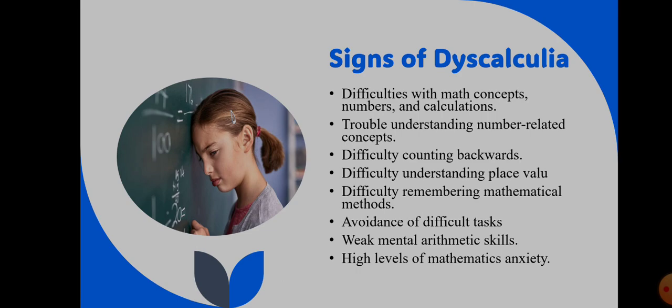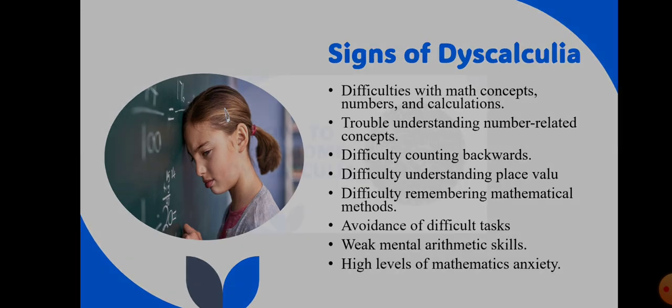And the next is difficulty remembering mathematical methods. And the next is avoidance of difficult tasks. And the next is weak mental arithmetic skill. And they have a high level of mathematical anxiety.